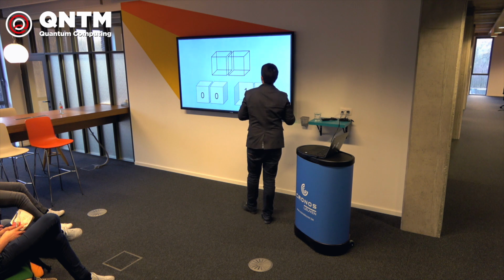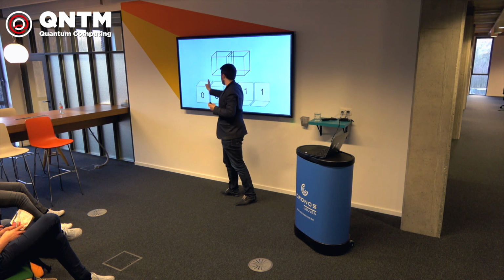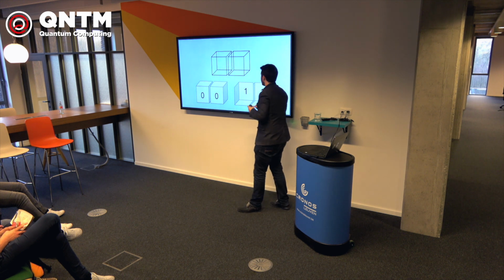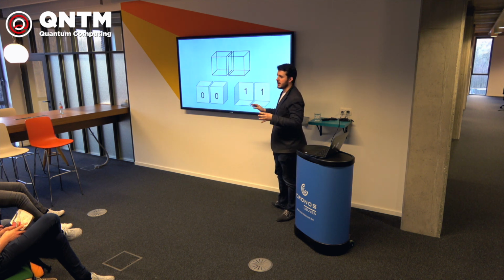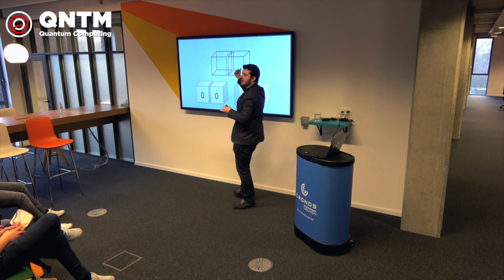And then to demonstrate entanglement, try to envision the left cube in the 0 configuration and the right cube in the 1 configuration. It's almost impossible. As soon as you put the left cube in a certain configuration, the other one will take the same thing.